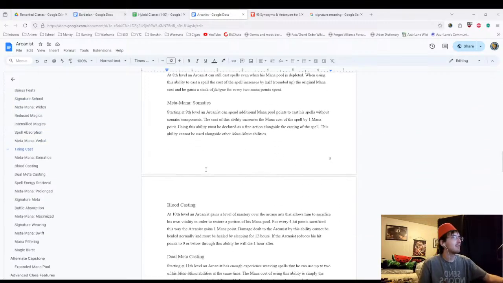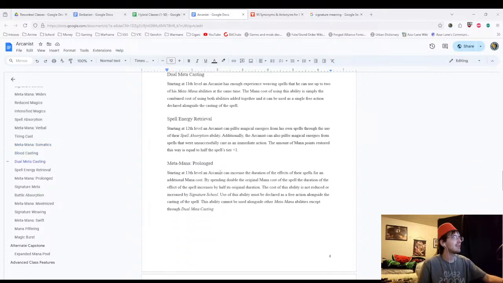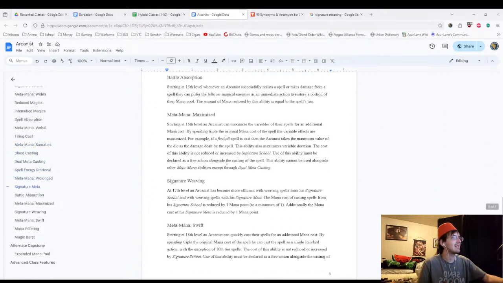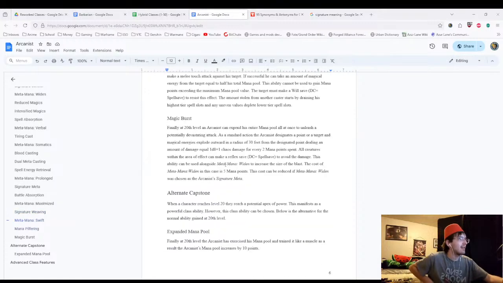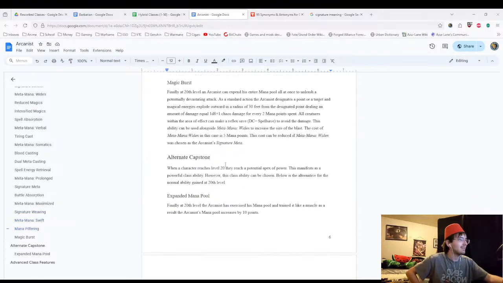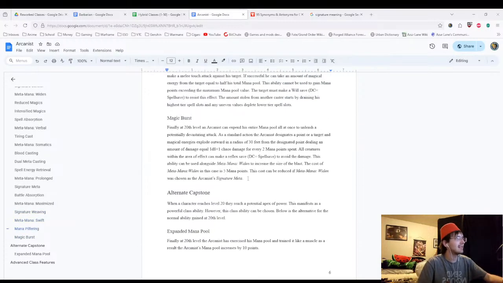I am really, really interested in seeing how this is played. I definitely see a lot of people choosing expanded mana pool over Magic Burst, but Magic Burst is really cool, and there's also going to be a bunch of feats associated with it to change it, so there's going to be that as well. I think this is going to be really cool, and I'm going to start closing things.